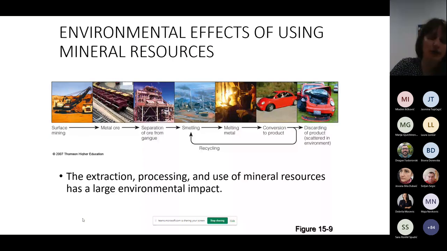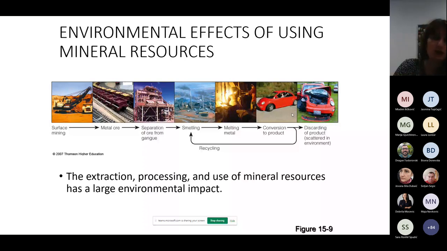Another burning environmental issue in the region is exploitation and excavation of mineral resources. Because as you can see, from surface mining to production and discarding of product, there are a lot of steps, and all of them make a huge impact on the environment.